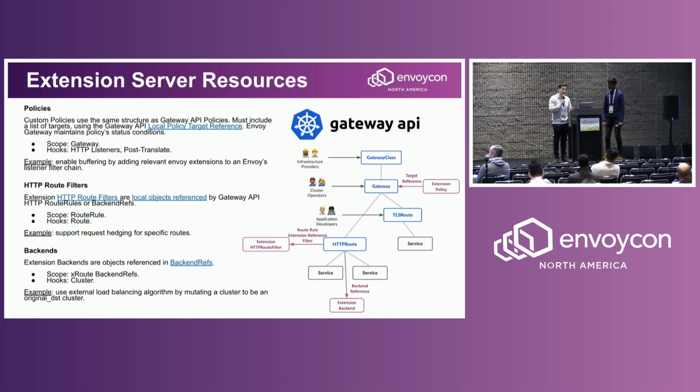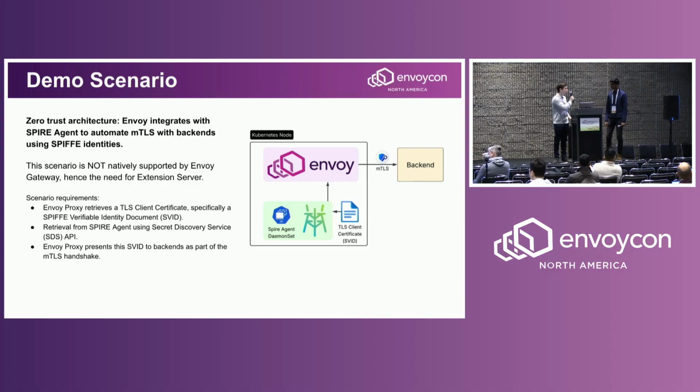So for example, we've seen users use this to change clusters from being regular clusters to original destination clusters, allowing an external load balancing algorithm to select the target endpoint, for example, in AI use cases. So I think that pretty much sums up this part of the talk, and we can move on to the demo.